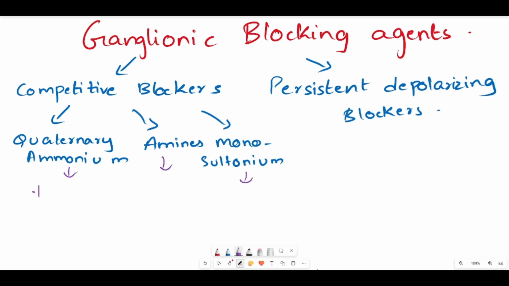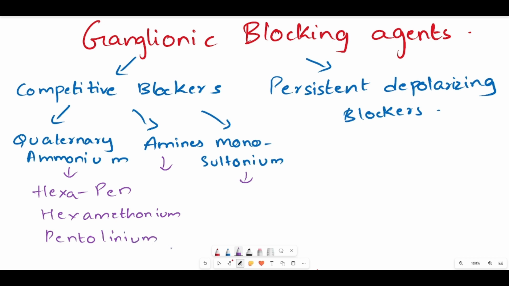For quaternary ammonium compounds, just remember HEXAPEN, where HEXA means it is hexamethonium, and PEN means it is pentolinium. The next class is amine. Either you can remember that these drugs end with amine, or remember MP, where M means mecamylamine and P means pempidine. Then the third class is monosulfonium compounds.